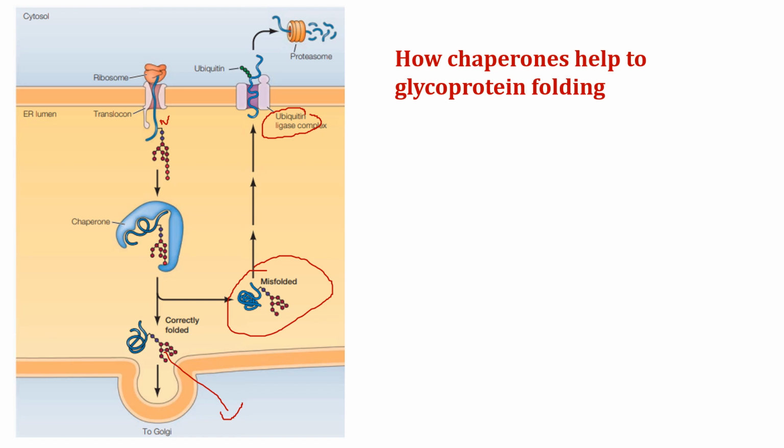Now the ubiquitin ligase helps transfer the protein, translocating it from the ER to the cytosol. There it is ubiquitinated and degraded in the proteasome. Here is the proteasome. It degrades the polypeptide chain. You can say the misfolded protein is degraded by the proteasome, which is present in the cytosol.